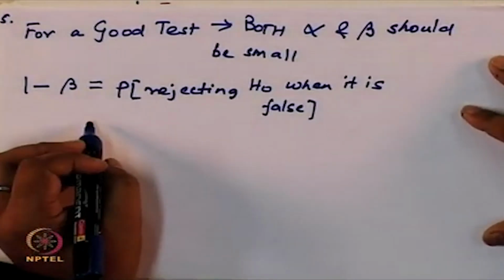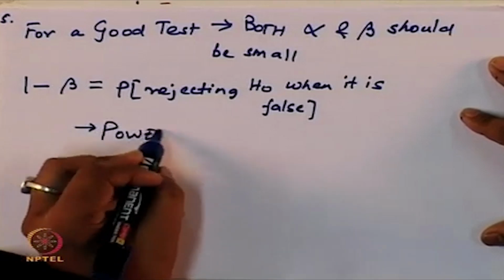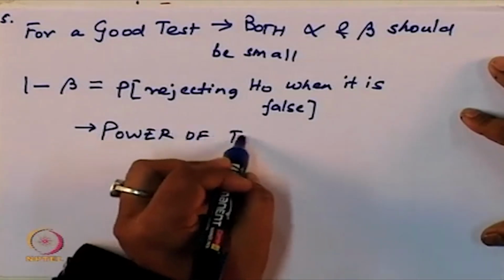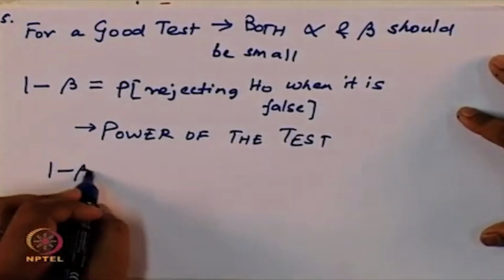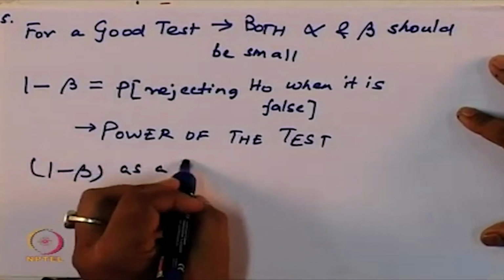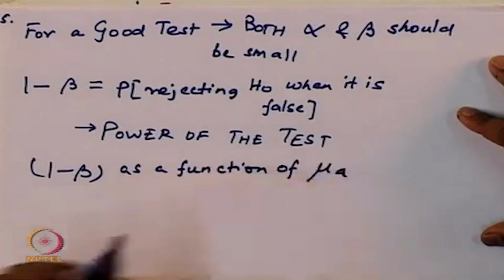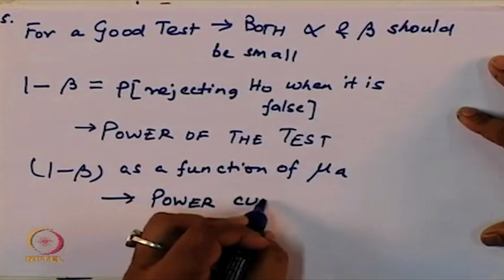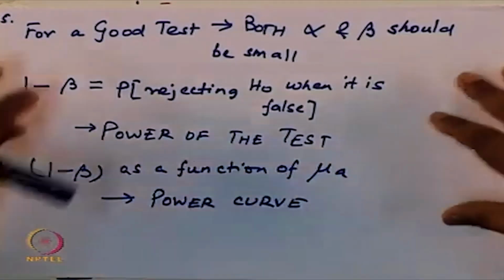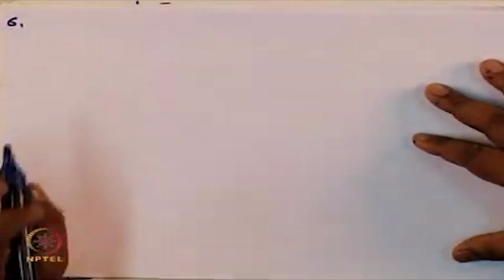Okay. And this is called the power of the test. You can generate 1 minus beta as a function of mu a, and this curve is called a power curve. Let us see what we can say about beta or 1 minus beta. So, let us take an example.